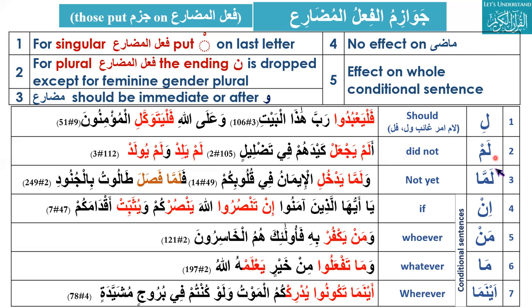Just to remember here, li, lam, lamma, in, man, ma, aynama. These make jawazimul fi'l al-mudari, meaning they make fi'l al-mudari majzoom. For singular, they put a jazm. And for the plural, the ending noon is dropped, except for the feminine gender plural. And they affect the whole conditional sentence. They have no effect on madi, and they should be immediate or after waw. There should be waw, it will affect that. Like here, fal ya'budu.